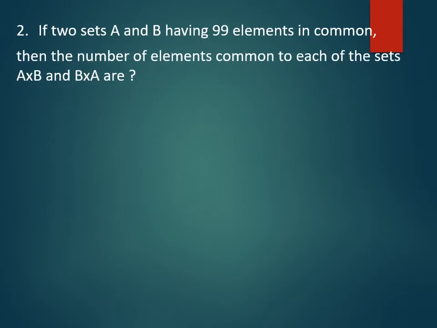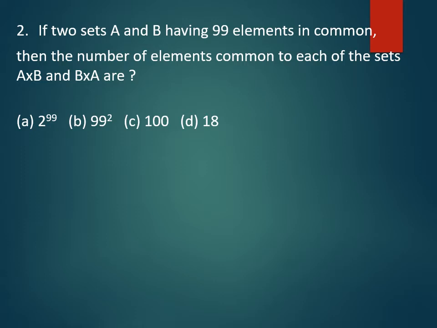The second question will be, if two sets A and B having 99 elements in common, then the number of elements common to each of the sets A cross B and B cross A are. There are four options here: 2 to the power 99, 99 to the power 2, 100 and 80.